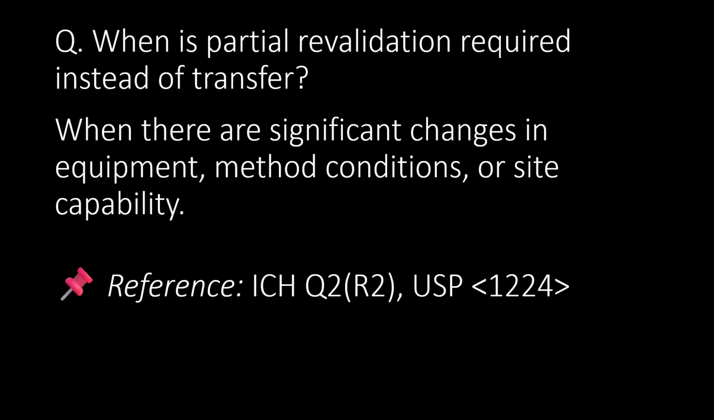When is partial revalidation required instead of transfer? Partial revalidation is required when there are significant changes in equipment, method, condition, or site capability. Reference ICH Q2(R2) and USP chapter number 1224.